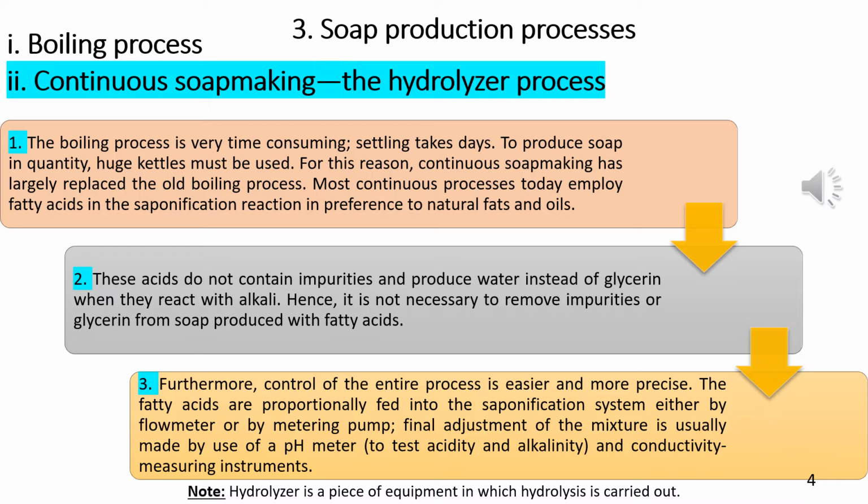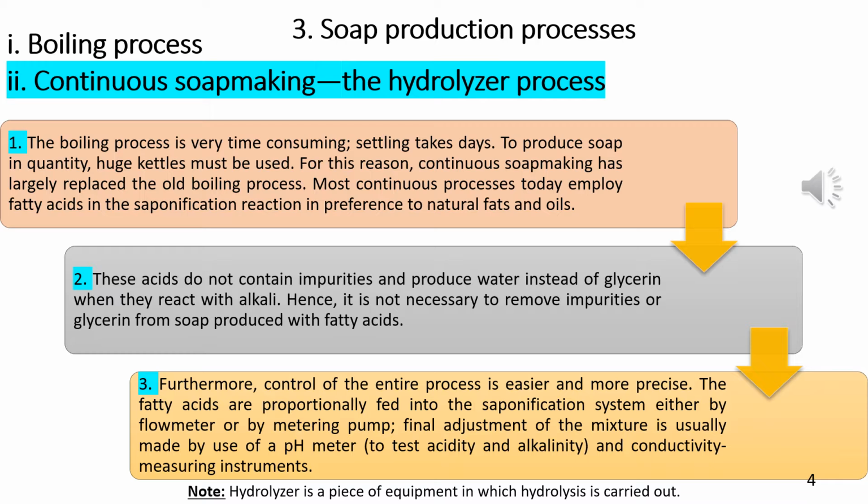First point is, the boiling process is very time consuming. Settling takes days. To produce soap in quantity, huge kettles must be used. For this reason, continuous soap making has largely replaced the old boiling process. Most continuous processes today employ fatty acids in the saponification reaction in preference to natural fats and oils.